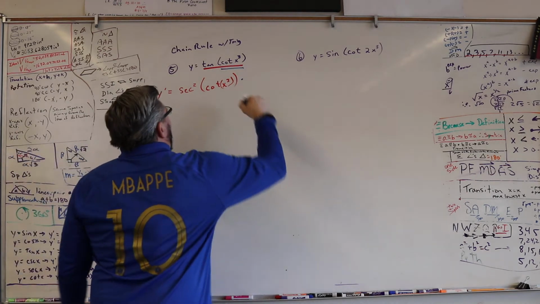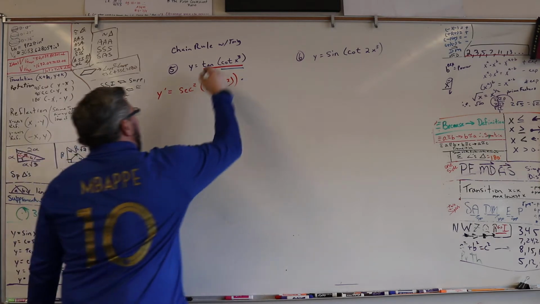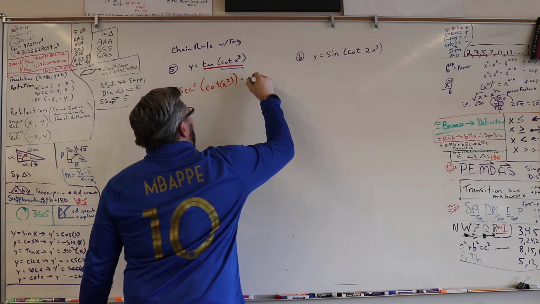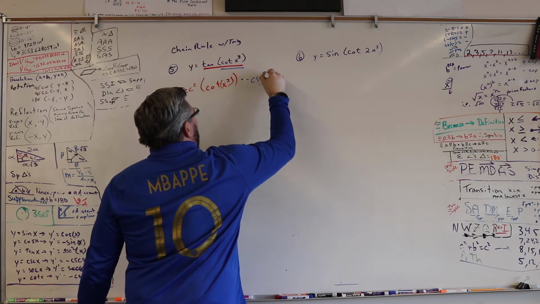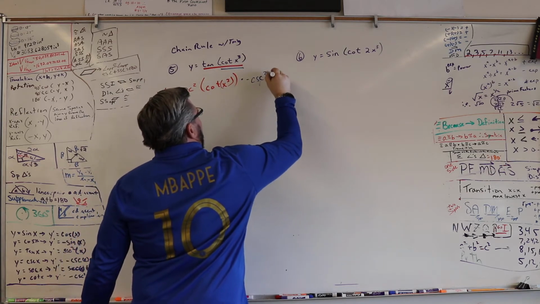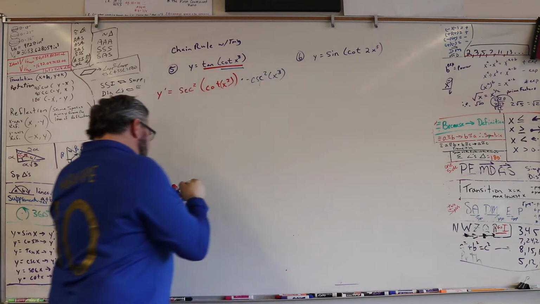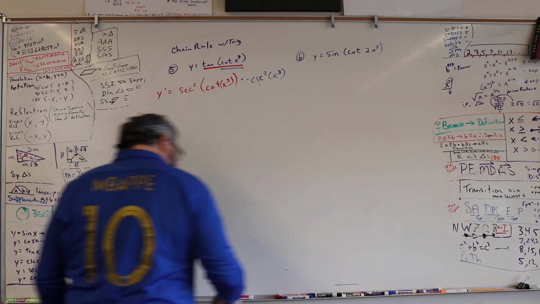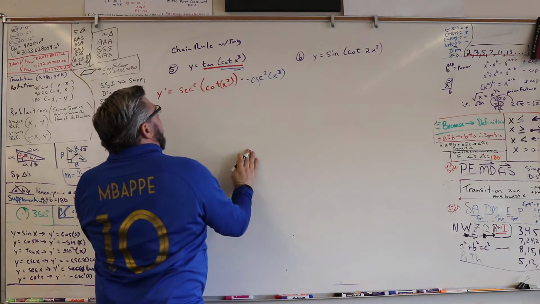Okay, so we'll take a look at the cotangent. The derivative of cotangent is negative cosecant squared. So that's going to be negative cosecant squared of this function, x cubed. And then we're going to take the derivative of this function, right?